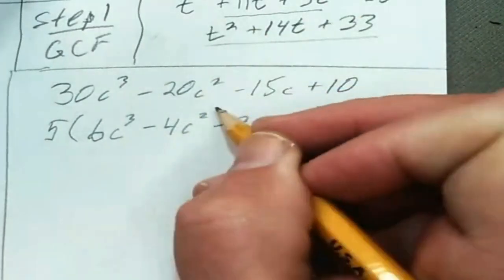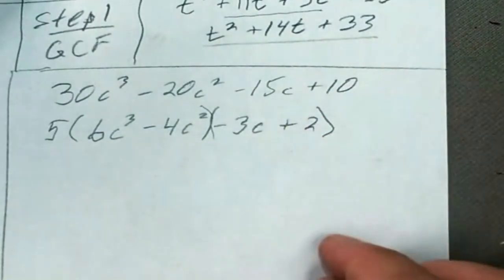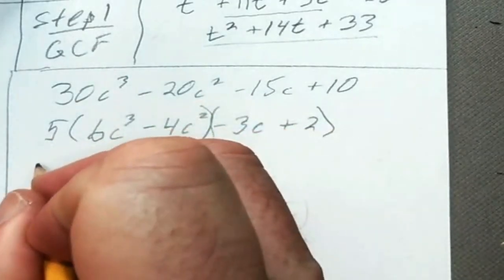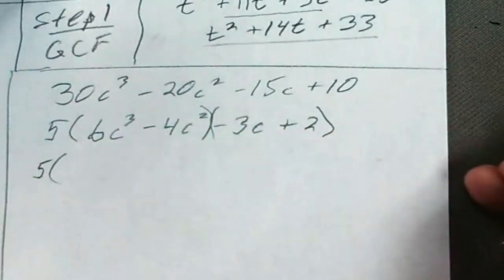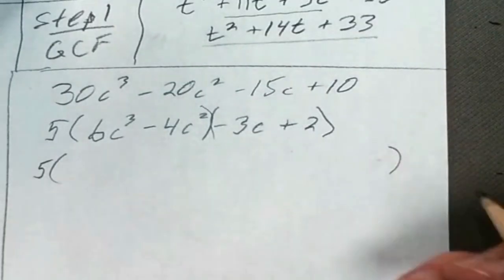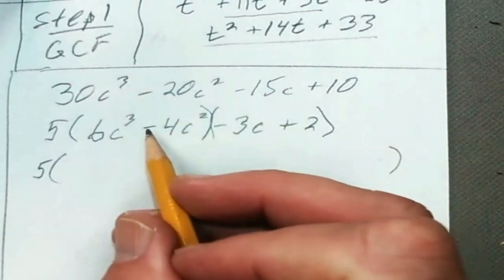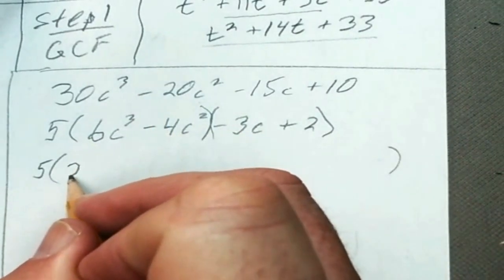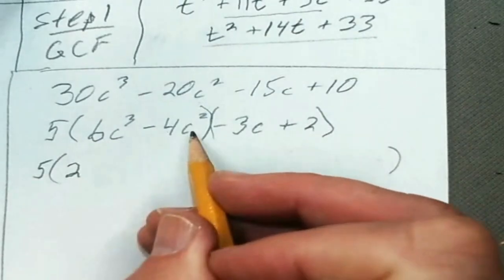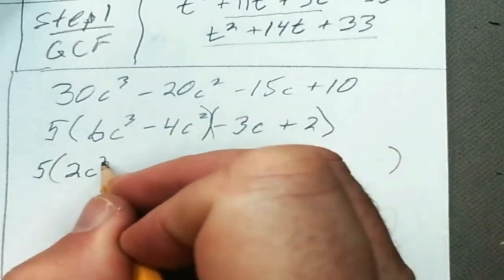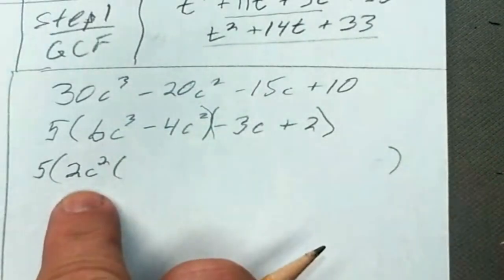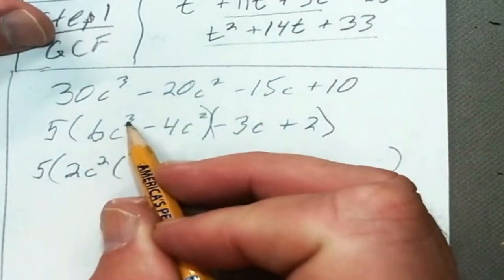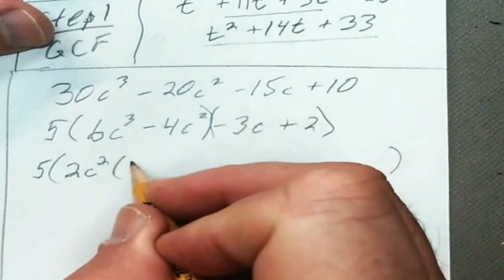So I can put parentheses right there to put the first 2 and the second 2. And let's see what we can pull out. So we've got a 5 out front still. We can't forget that. It's outside there. 6c to the third minus 4c squared. Well, 6 and 4 both have a 2 in common. And c to the third and c squared both have a c squared. So I can pull 2c squared out of this binomial. 6c to the third divided by 2c squared would just be 3c.